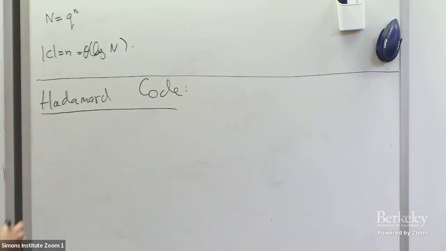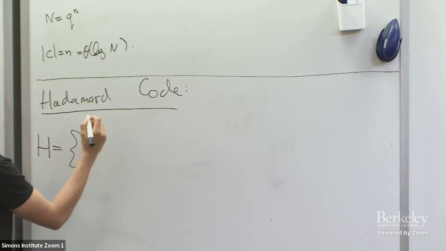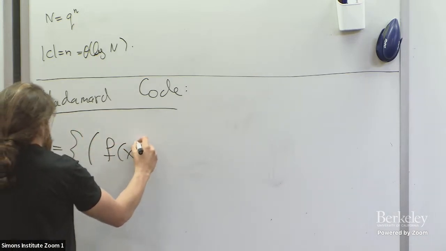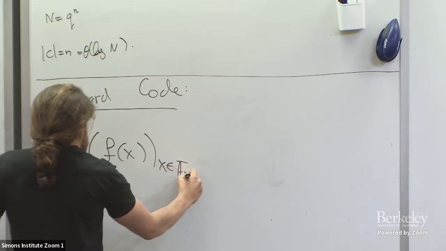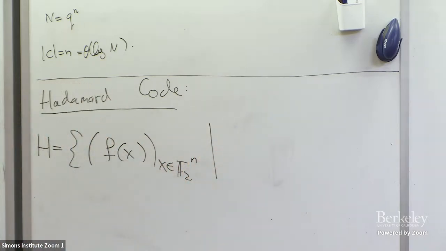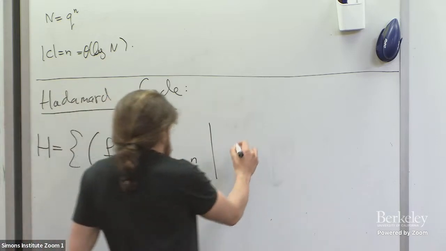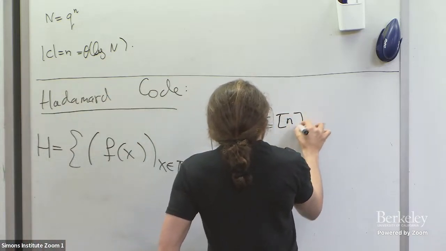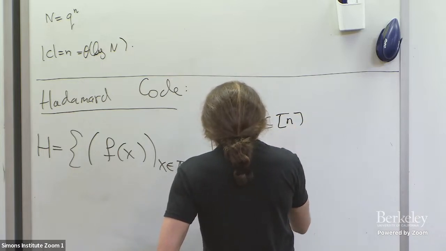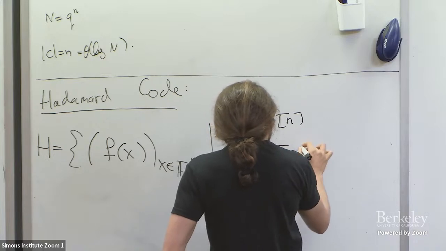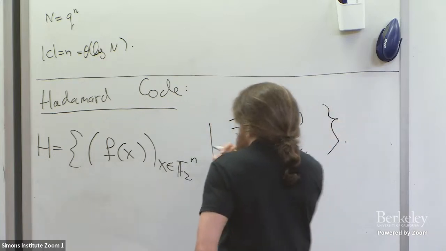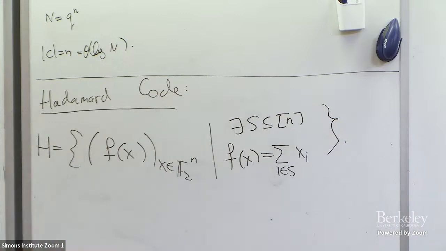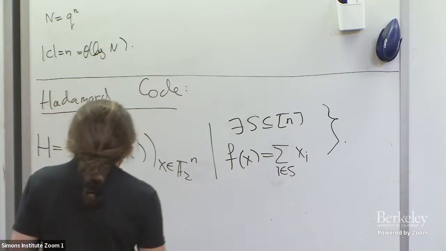So what is the Hadamard code? Well, now we are going to look at the truth tables of functions from F2 to the n to F2, and the functions are going to be the characters, or the linear functions. So this is the Hadamard code. And actually, in the first hour, we already saw a local tester for the Hadamard code.